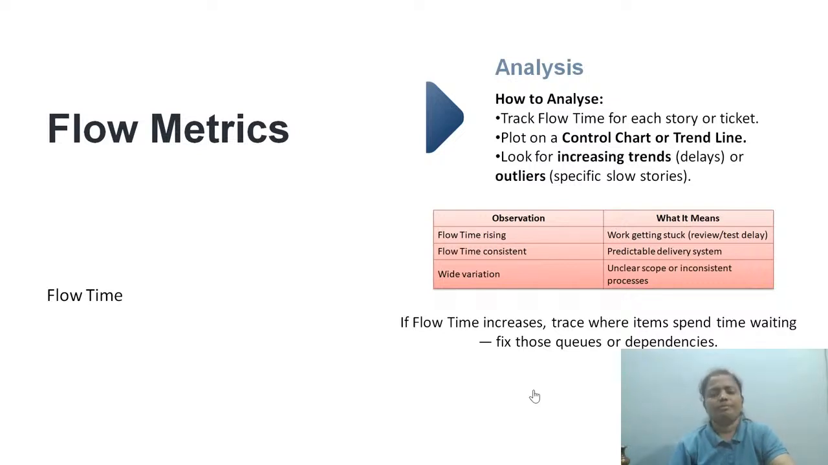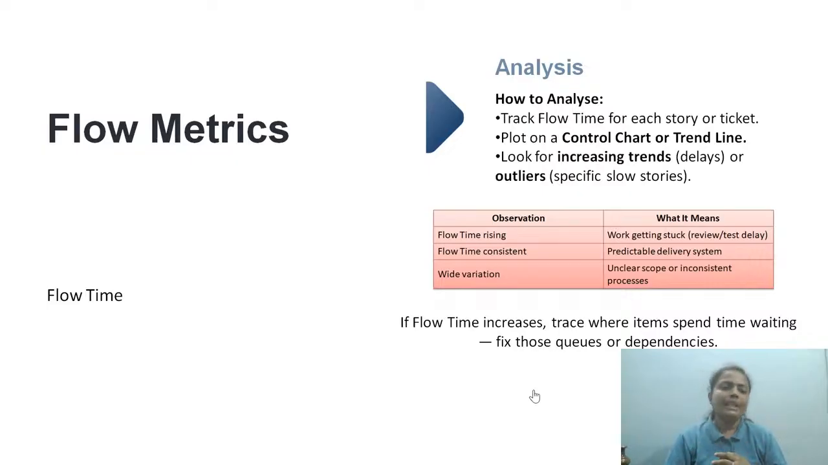Wide variation, too much variation in the flow time. That means unclear scope. We don't even know what to do. We started somewhere, we are doing something else, and while reaching the definition of done, something else is expected. Inconsistent process. Now you are able to connect all the dots, because you started a process, but the process itself has a lot of inconsistencies. That's the reason you are unable to have a healthy flow. Instead, you are having a poor flow.